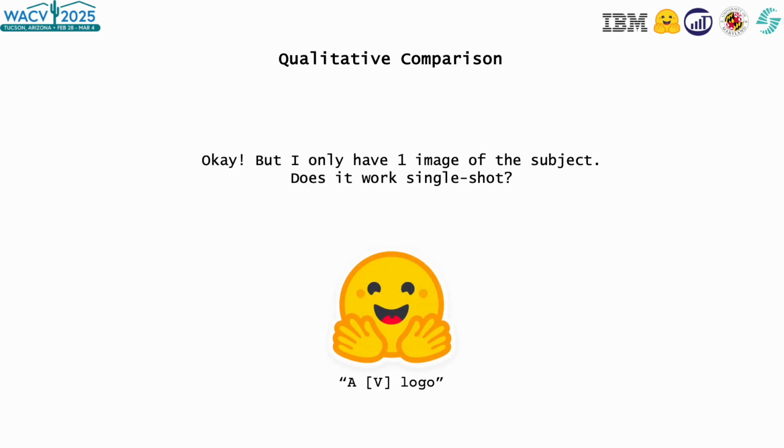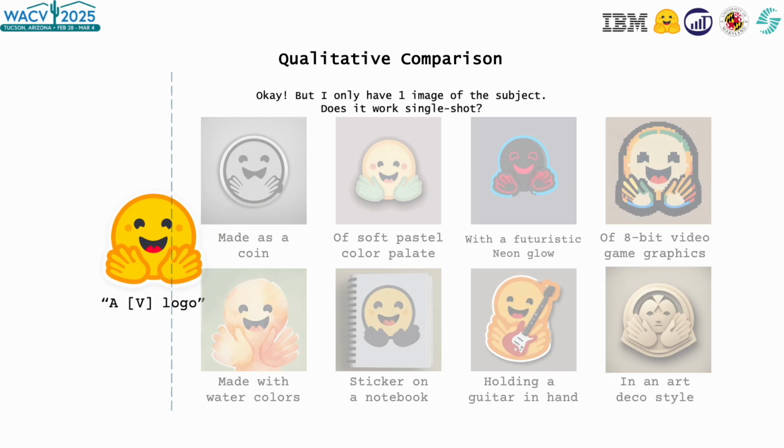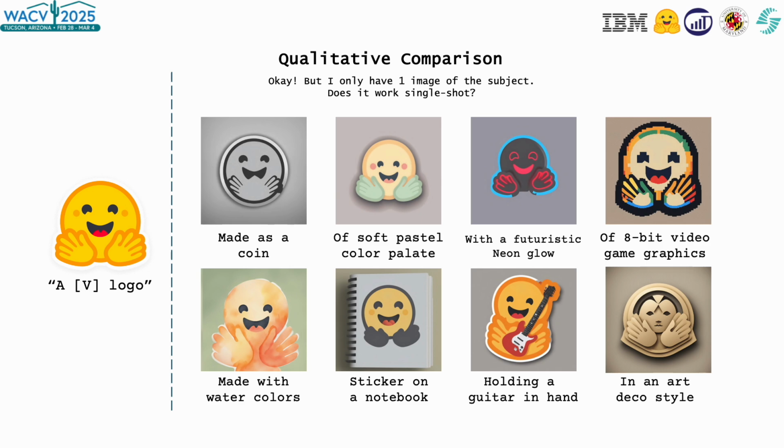Well, so far so good. But what happens when the user has only a single image of the subject, the HF logo for instance? Does DiffuseKronA work? This qualitative comparison explores how well our model performs in a single-shot scenario, even with just one reference image. DiffuseKronA excels in generating diverse and high-quality interpretations, such as a logo made as a coin or one with a soft pastel color palette and futuristic neon glow.